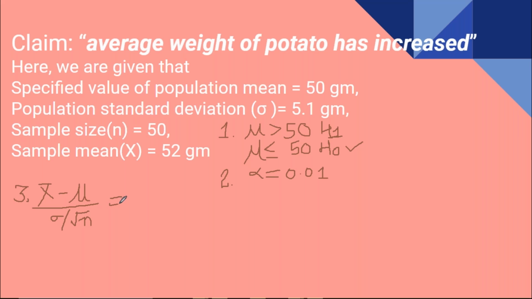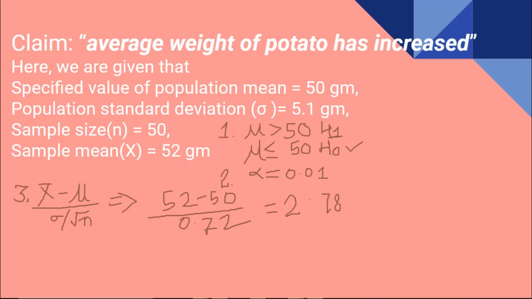When I put all the values in this formula, it comes out to be 52 minus 50 divided by sigma upon under root n. When I solve it, sigma upon under root n comes out to be about 0.72. And when we solve it, the value comes out to be approximately 2.78. Now I'm done with my third step.